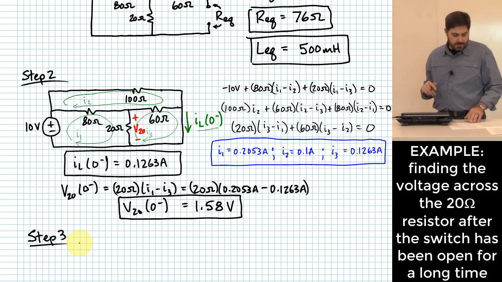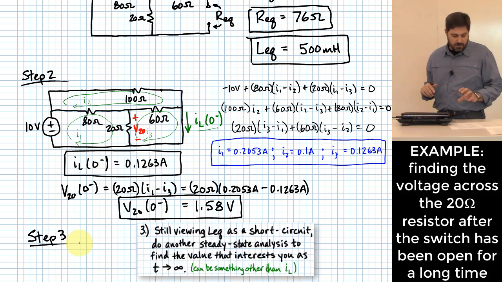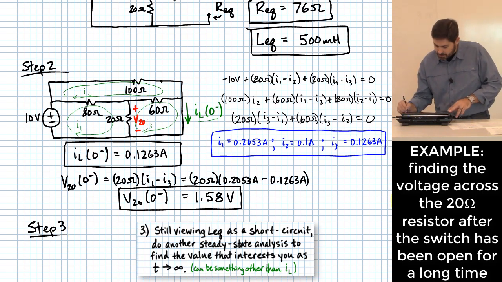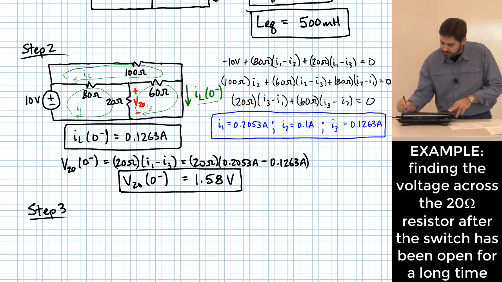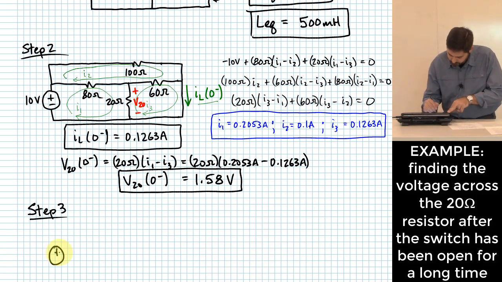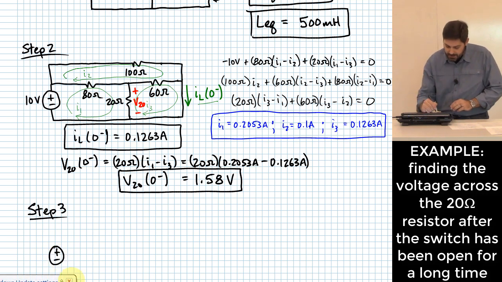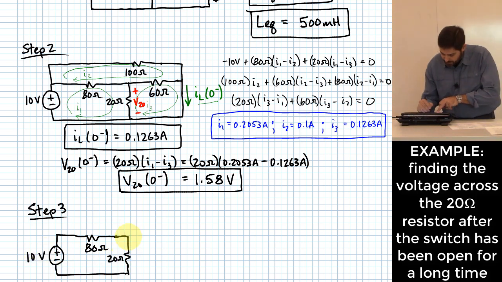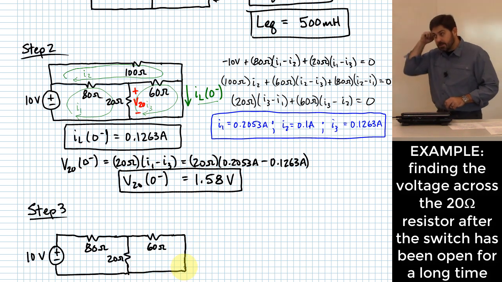Okay, step 3 says, still viewing LEQ as a short circuit, do another steady state analysis to find the value that interests you as t goes to infinity. So what should my circuit look like in this case? We're doing time going to infinity, meaning the switch is now open, which means all we have is an 80 ohm resistor here, a 20 ohm resistor here, this was 10 volts here. And then over here, we're going through a 60 ohm resistor, and then going through a short circuit is how we're going to model the inductor.